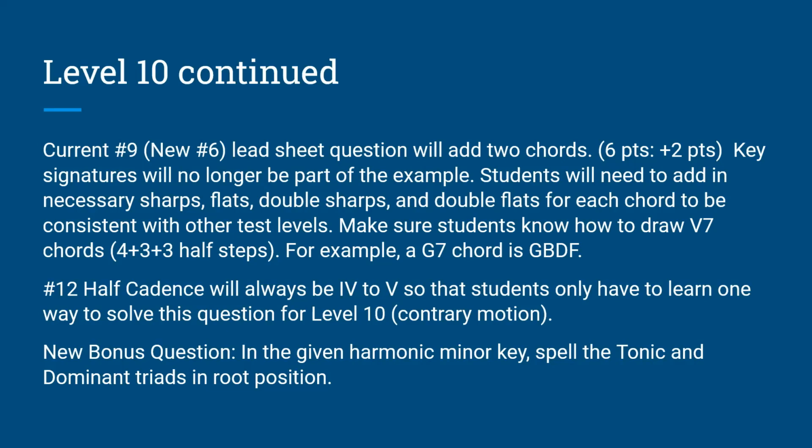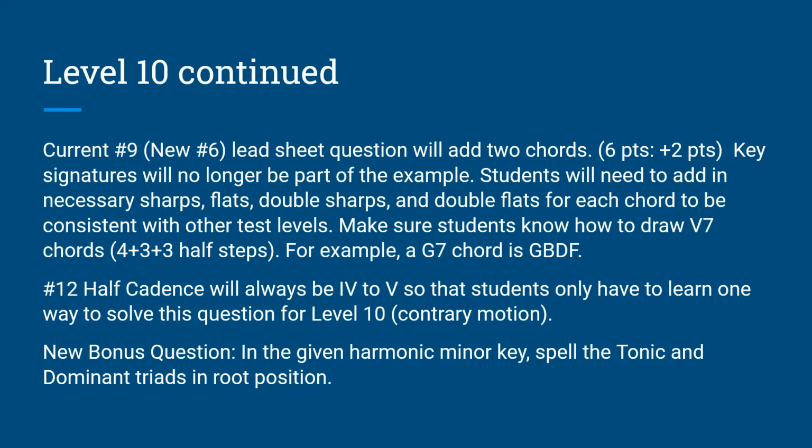However, now that we are taking the key signatures off, they have to be able to know what they need to have for that key. So if you will teach them, just like for a major chord, they need 4 and 3. For a minor chord, they need 3 and 4. Diminished, 3 and 3, right? Augmented, it's going to be 4 and 4. For a 7 chord, the only type of 7 chord that they will have on level 10 is a dominant 7. And for that, it's going to be written like G7 or F7 or A flat 7. It's going to be 4 plus 3 plus 3.